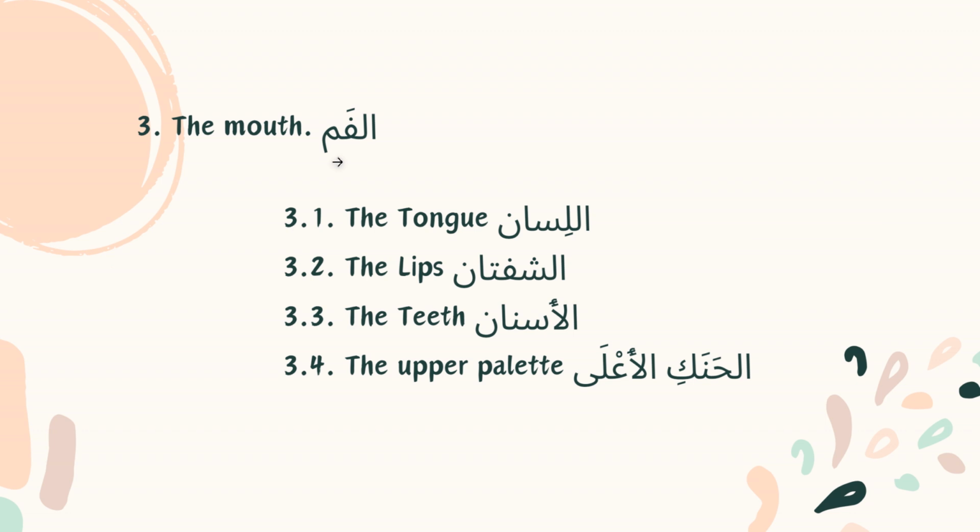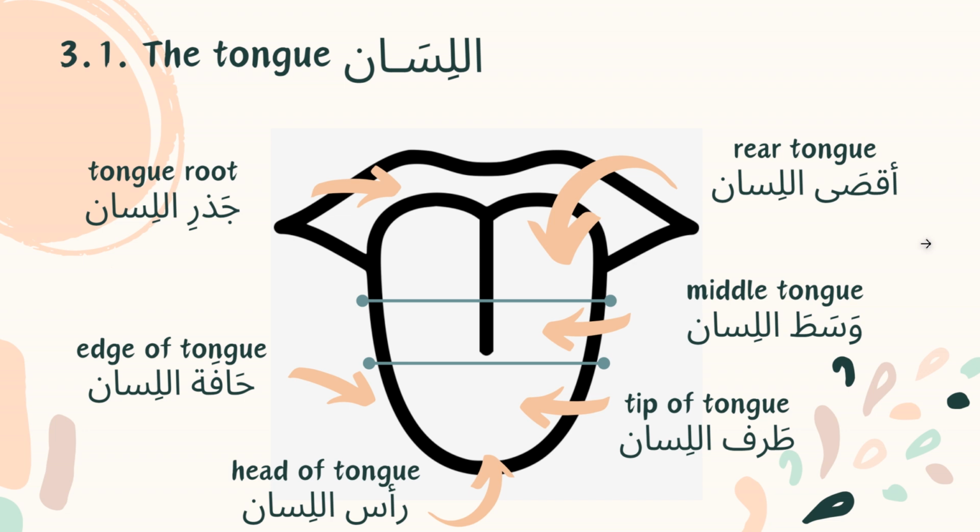And then comes the mouth. The mouth includes the tongue, al-lisan, the 2 lips, al-shafatan, the teeth, al-asnan, and al-hanak al-a'la, which is the upper palate. So all these are included in the mouth. First, let's talk about al-lisan. Al-lisan is the tongue. The tongue is this, okay? These are the lips and this is the tongue.